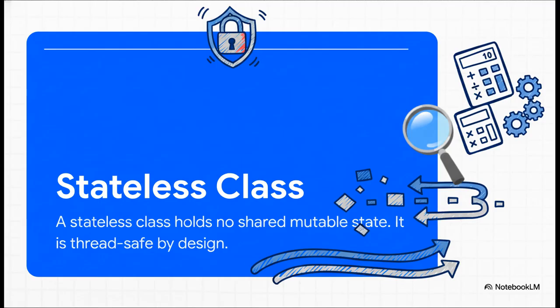That's the beautiful idea behind a stateless class. You see, if an object has no data that ever changes, no state, then there's literally nothing for the threads to fight over. A simple calculator service is a great example. Its add method only cares about the numbers you give it right now. It doesn't remember anything from the past.